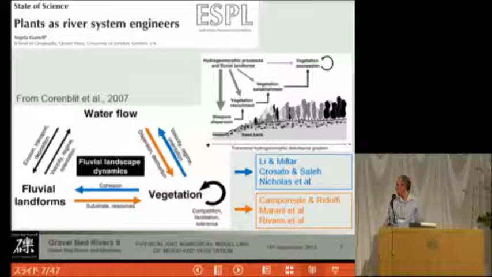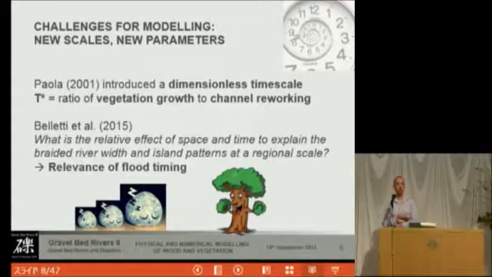But first, I would like to discuss with you some new parameters that you have to consider when you build a model that wants to look at vegetation in a more complete way. Already 15 years ago, I think at the Gravel Bed Rivers Conference in New Zealand, Chris Paola introduced this parameter T star, the ratio between the vegetation growth timescale and the channel reworking timescale, as a fundamental parameter to study the effect of vegetation on rivers.